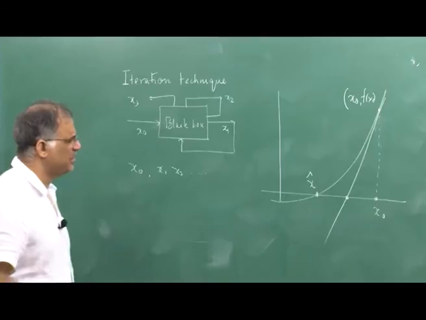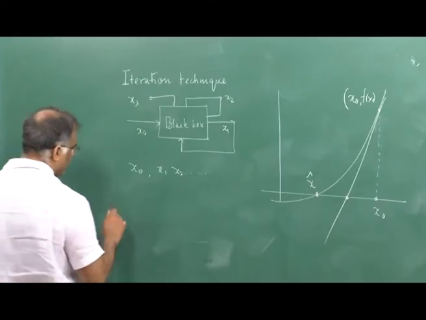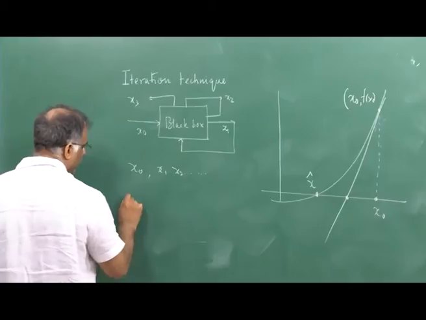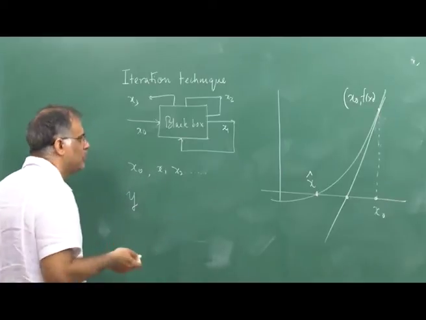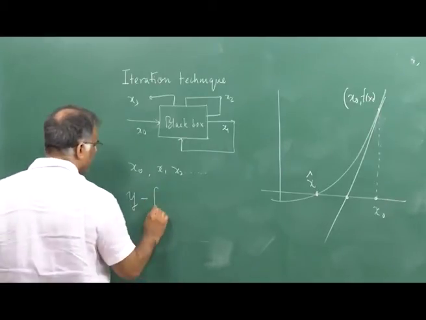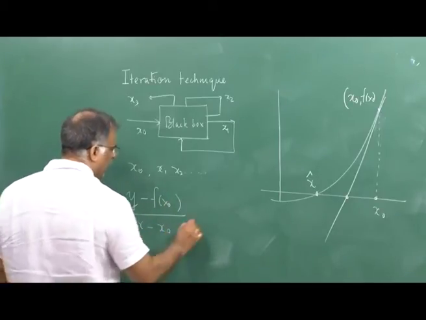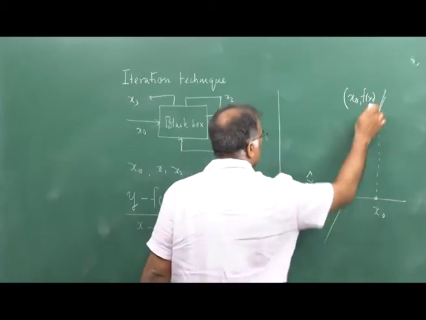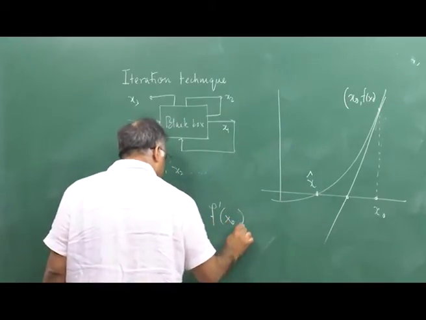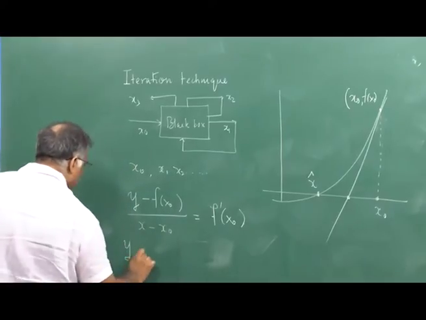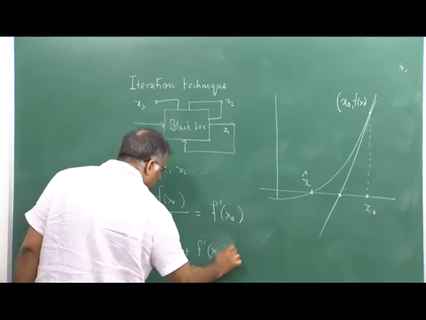So, what is the equation of the tangent? Take any point (x, y) on the tangent. So, the tangent line is given as, very simple, we have to find the slope. So, slope is (y minus f(x0)) by (x minus x0), and what is the slope of the tangent passing through (x0, f(x0))? It is nothing but the derivative at x0. So, y is equal to f(x0) plus f dash(x0) into (x minus x0).